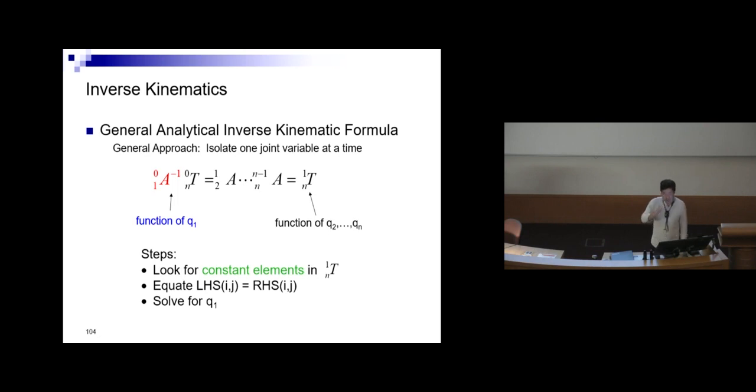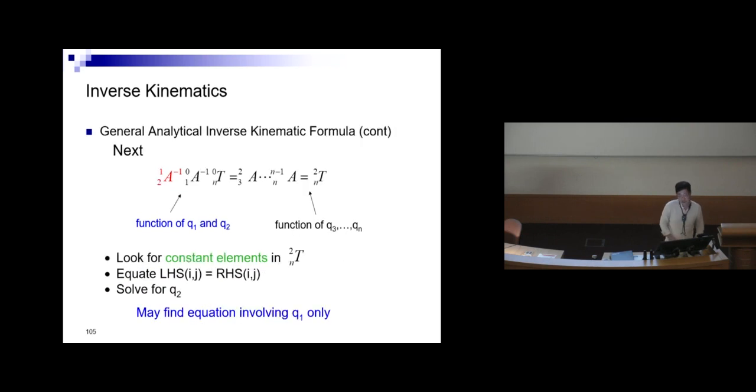So the basic approach over here is you isolate one joint at a time. It's analytical. There are numerical methods that have been researched and used as well. But the problem with the numerical method is that you may come to a situation where you don't have a solution. We'll talk about that later.